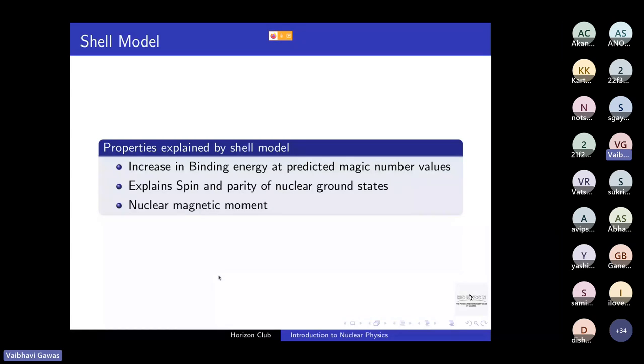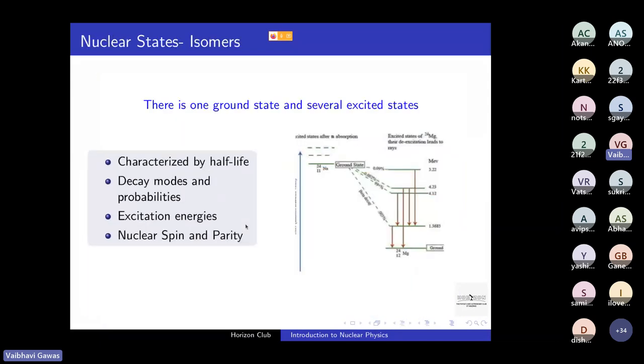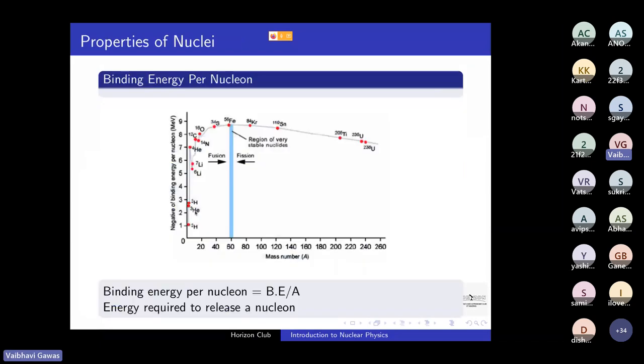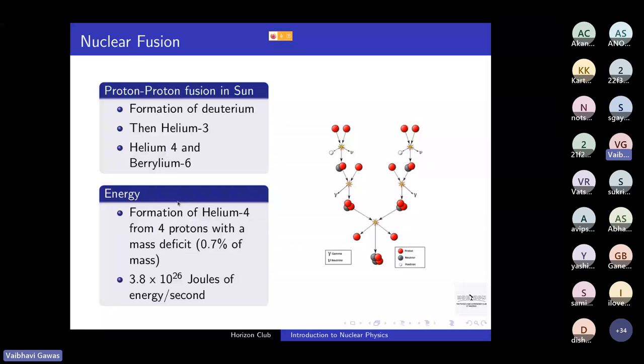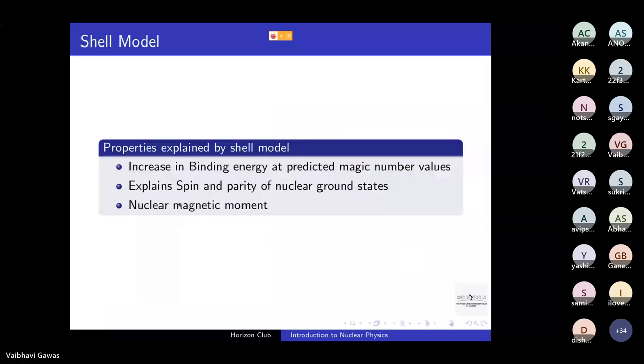So the shell model explains different types of properties. When we saw these peaks in the binding energy over here, the peaks or the dips here, these peaks are dependent on the magic numbers given by the shell model. Then both the spin and parity that we discussed before are again calculated using the shell model itself, and finally the nuclear magnetic moments as well.